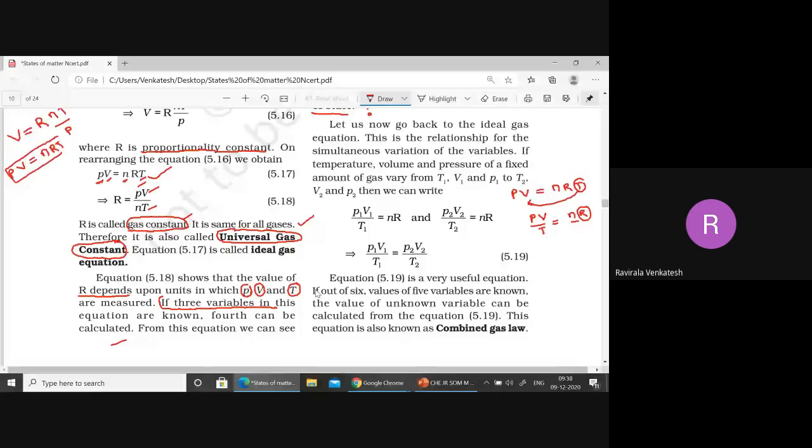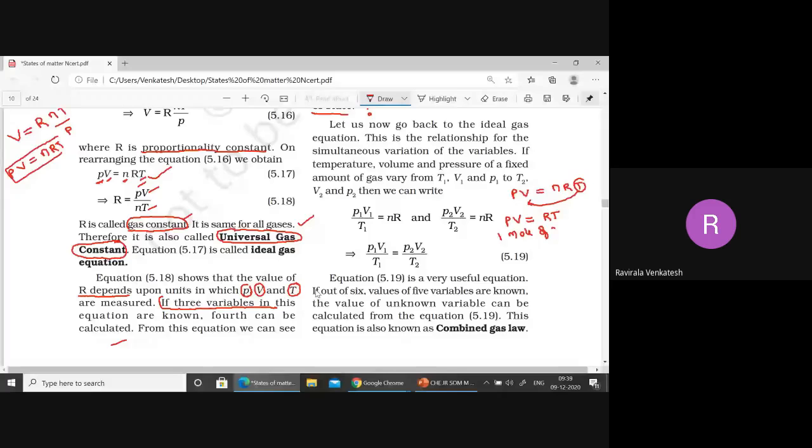Also, you take N as constant. Take 1 mole, for example. If N is equal to 1 mole, what will be the formula? For 1 mole of gas, PV is equal to RT. So for 1 mole of gas, the formula changes to PV is equal to RT.